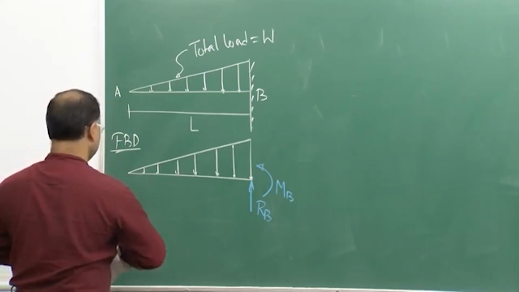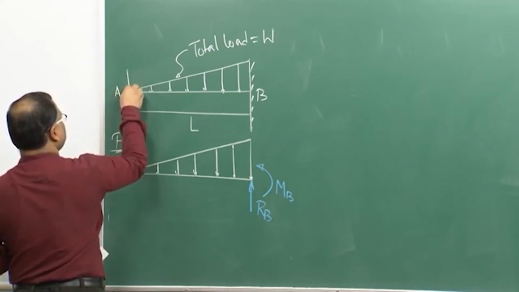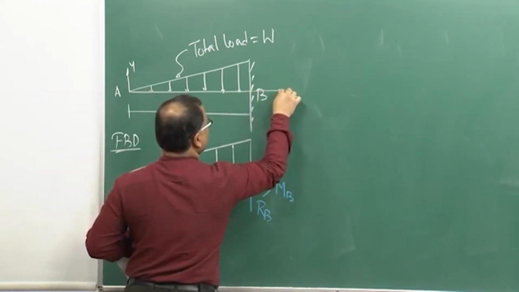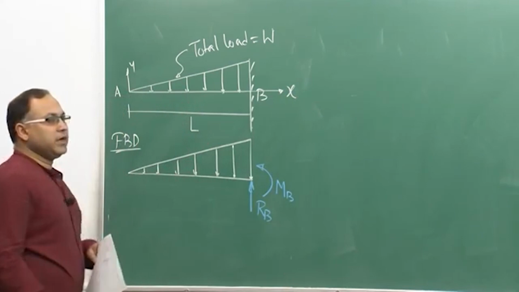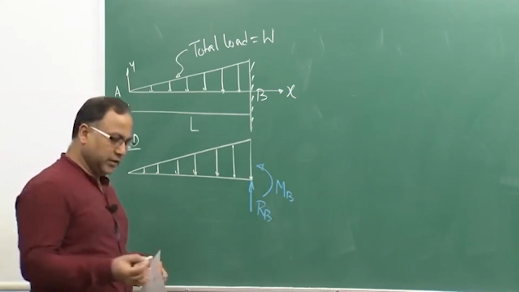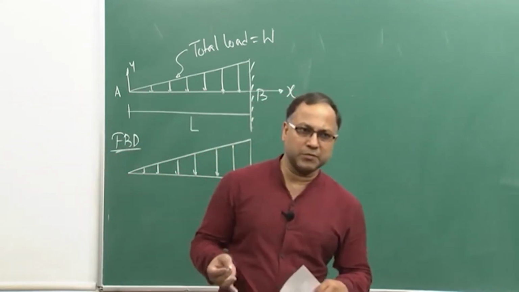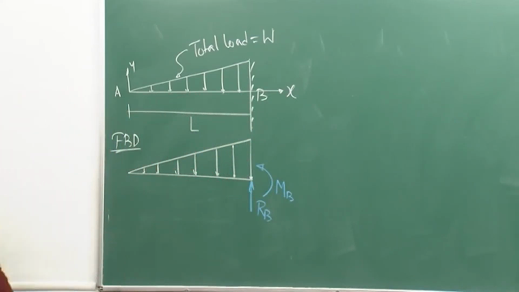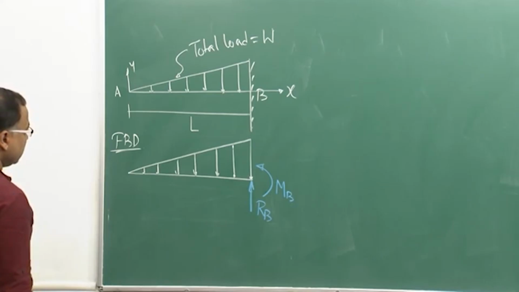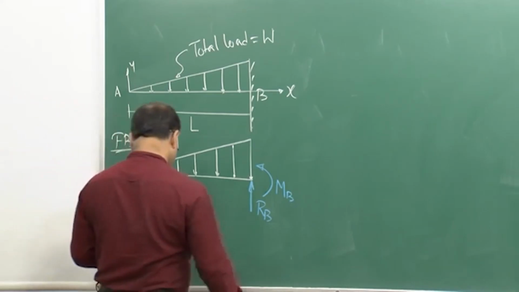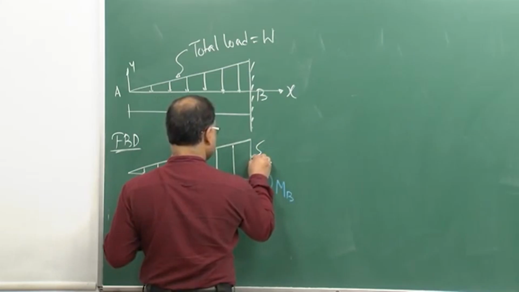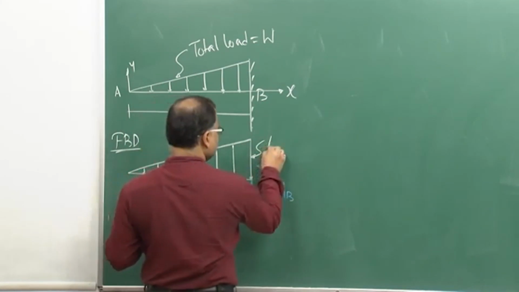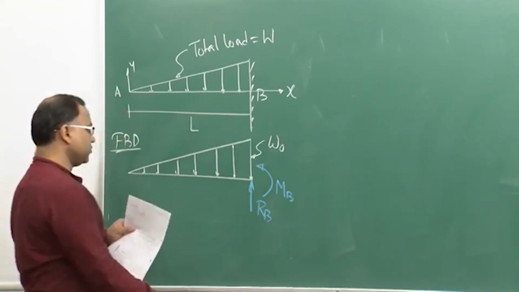So, this is your say y and x, okay. So, there is no reaction in the x direction because there is no external force applied in the x direction. So, therefore, I can consider that to be 0, okay. So, these are the reaction forces and moments, and this extreme load intensity is say w naught, small w naught.